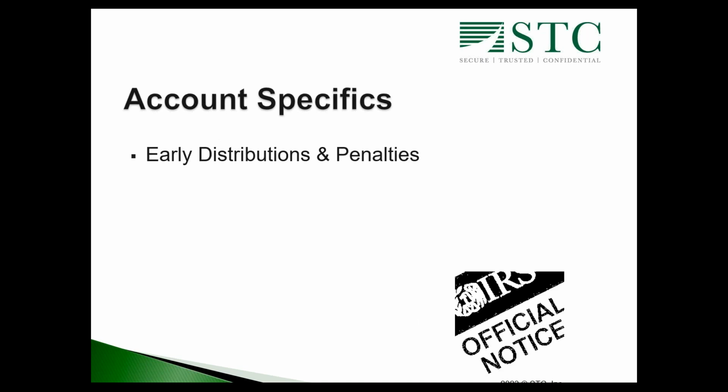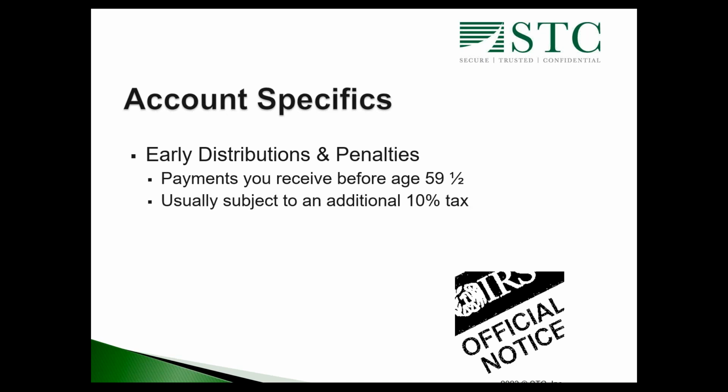Now, just to mention a few other things, if you take an early distribution from an account, so if you receive a payment, for these terms, retirement age to take a qualified distribution is age 59 and a half. If you take a distribution from your retirement account prior to that, you could have a penalty. Usually 10% additional tax penalty.